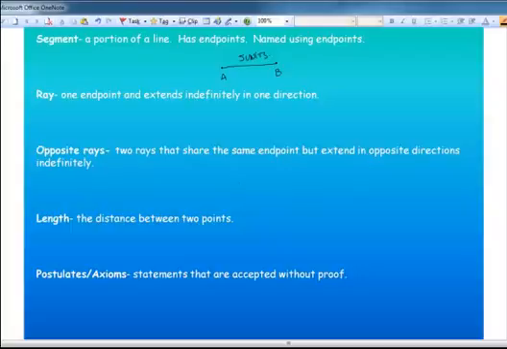A ray has one endpoint and extends indefinitely in one direction. So we're going to extend this one to the right. It passes through point B. We'll call this ray AB. Notice my notation here that the arrow is pointing to the right, meaning it starts here at A and then passes through my letter B.